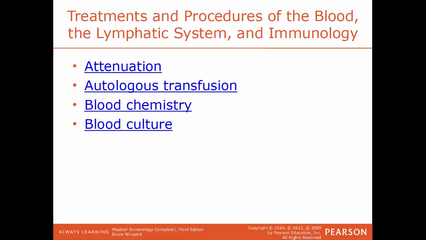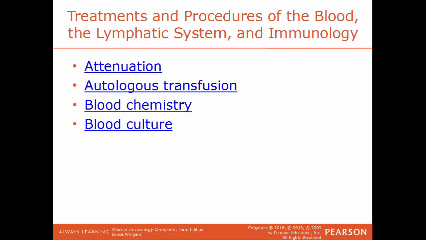Next term, autologous transfusion. This is when you receive a transfusion of your own blood. Some people, before they have a surgery, will donate their blood ahead of time. So they know that they are receiving their own blood, not someone else's. So the same person is the donor and recipient of the blood.